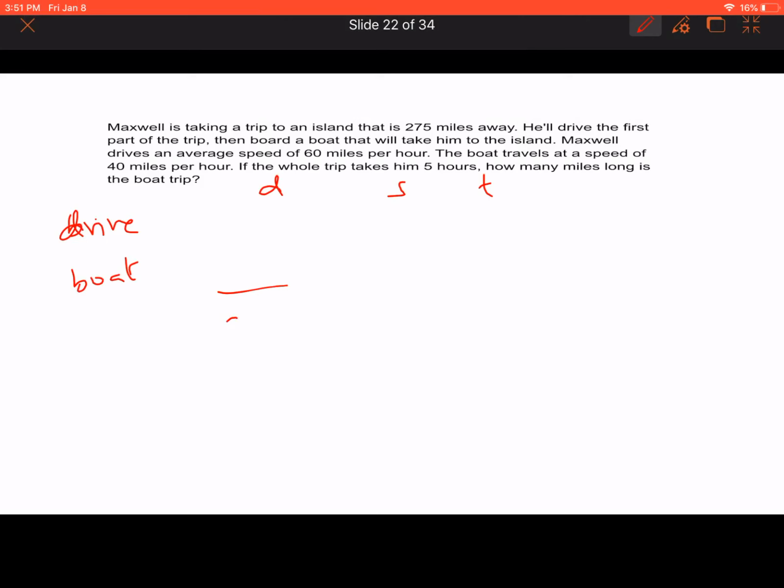The total distance is 275. He is going at a speed of 60 miles per hour while driving, and on the boat 40 miles per hour. The whole trip is going to take 5 hours. So we have to find how many miles long the boat trip is. We keep this as d, and this is 275 minus d. The time on the boat is going to be t, so here it is going to be 5 minus t.